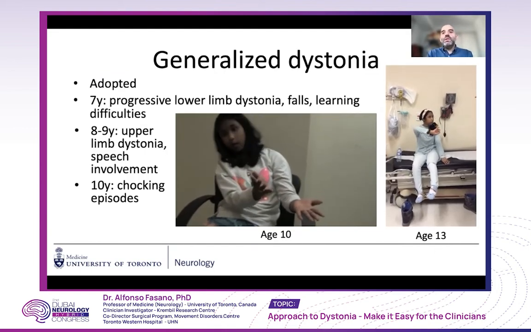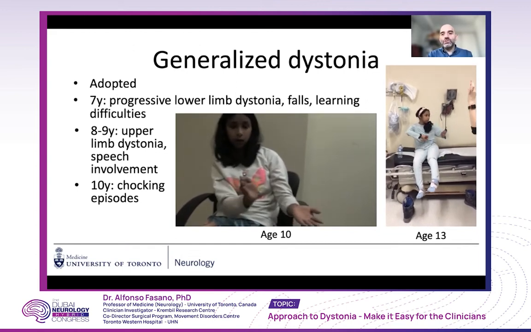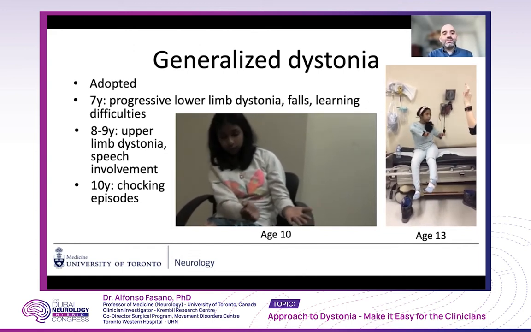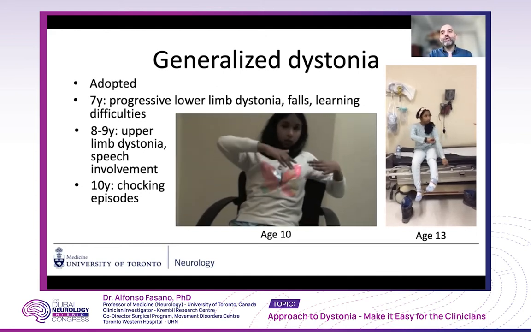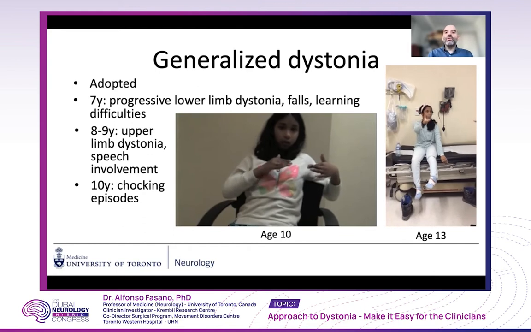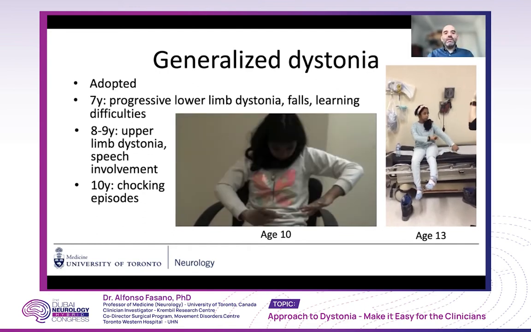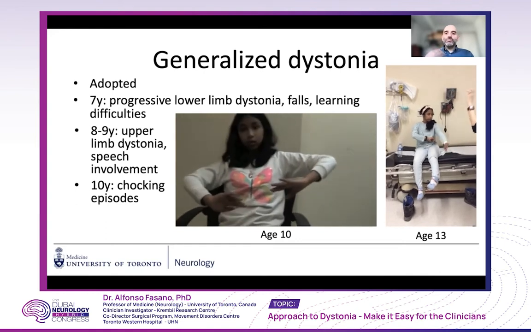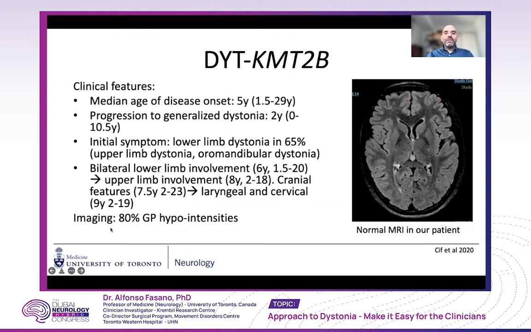Now, dystonia can be associated with other features, not necessarily another movement disorder. This is a young patient with something very similar to the DYT-TOR1A dystonia, lower limb involvement, rapid progression towards the upper part of the body. In these patients, probably there is more speech involvement, more laryngeal involvement, but this patient might have additional features.